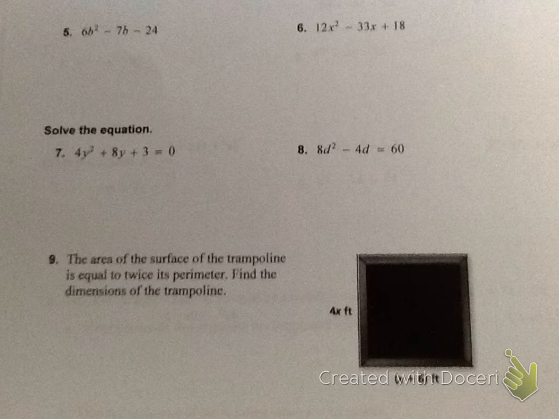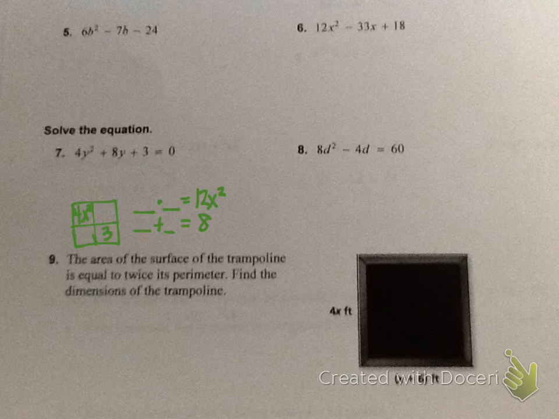On the bottom of this page, we have 2 more solve the equations. So on these, we are going to use the box method again. So we get 4x squared and 3. So we're looking for 12x squared when we multiply, 8x when we add, 1 and 12, 2 and 6. 2 and 6 would work.